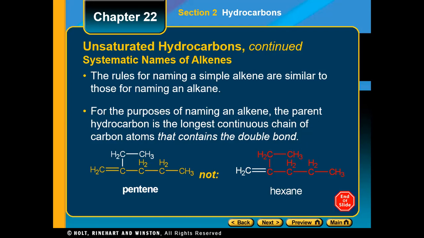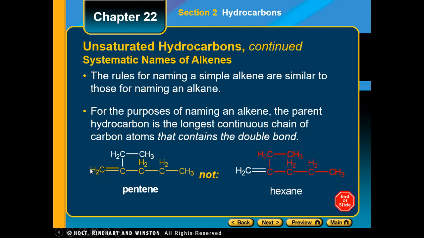So let me repeat the question. Even if you don't know the answer, let me know that you heard my question. My question was, which carbon is going to be the first? Because after you have identified the longest chain, you have to number the atoms in order to name the compound. So which carbon is the first one? The one to the left or the one to the right?